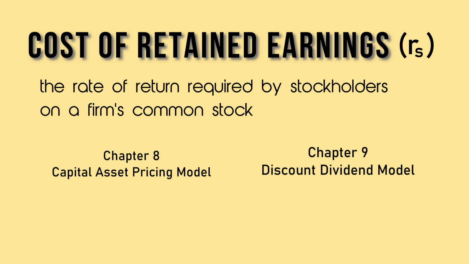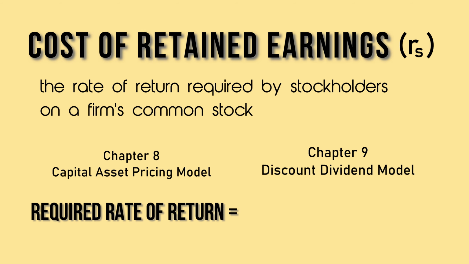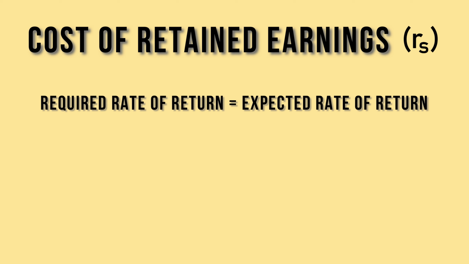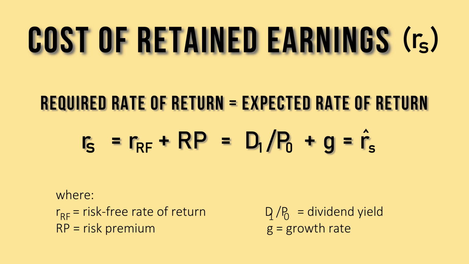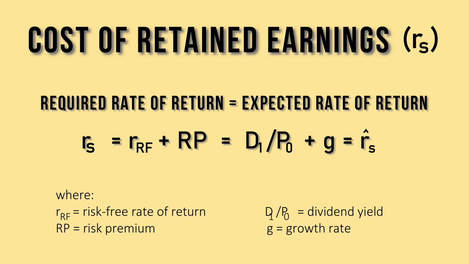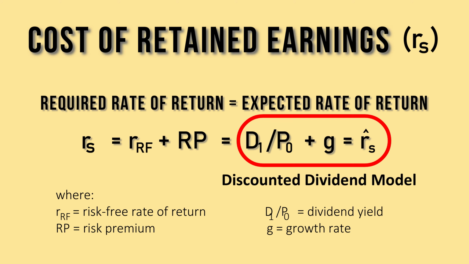To begin, recall that if a stock is in equilibrium, its required rate of return must be equal to its expected rate of return. We can write the following equation and estimate retained earnings using different terms. For the term based on chapter 8 CAPM, required return is equal to risk-free rate plus risk premium, while on the term based on chapter 9 discounted dividend model, expected return is equal to dividend yield plus growth rate.